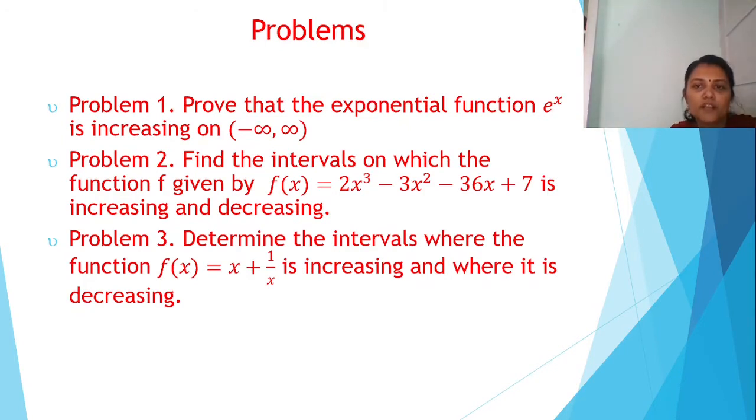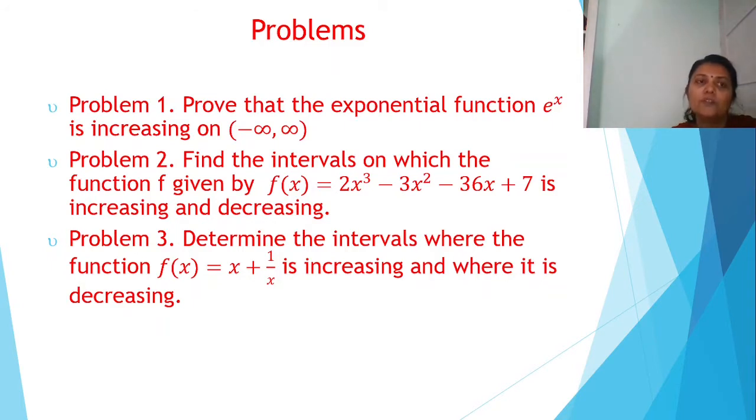Prove that the exponential function e raised to x is increasing on minus infinity to infinity. The second problem: find the intervals on which the function f given by f of x equal to 2x cube minus 3x square minus 36x plus 7 is increasing and decreasing. Third problem: determine the interval where the function f of x equal to x plus 1 by x is increasing and where it is decreasing.